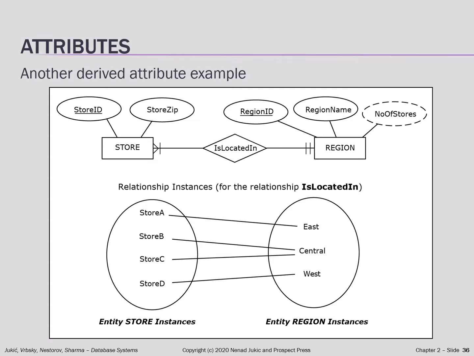Now, for regions, we want to keep track of a region ID, region name, and number of stores. The thing is that number of stores can be calculated simply by counting for each entity instance how many instances of is located in relationship that entity instance is associated with. For example, East has one instance of is located in. Central has two and West has one. So the formula that counts those instances would be stored in number of stores instead of actually typing those numbers.